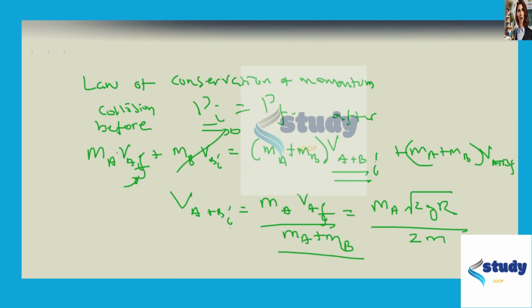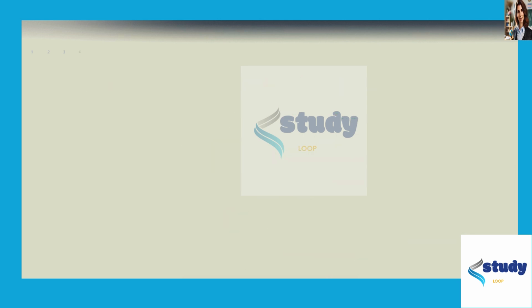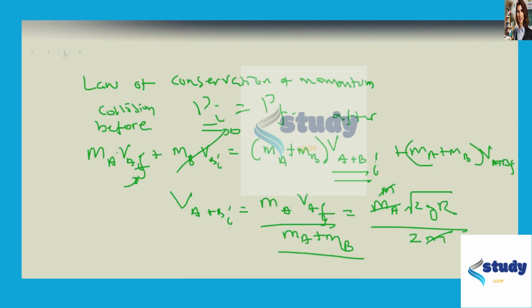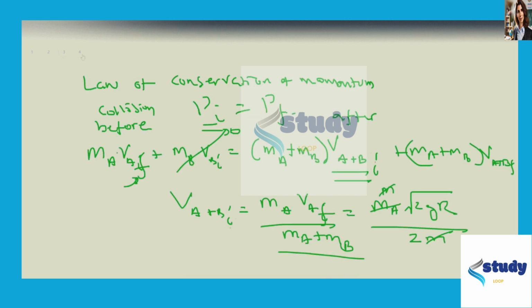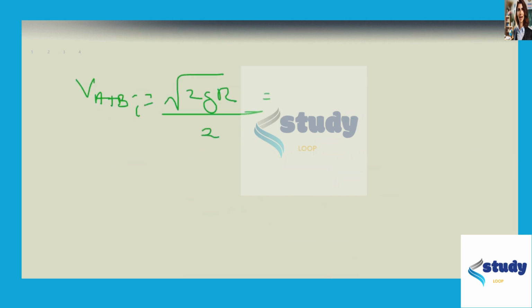This is just 2M. And also, since MA equals M, we can replace that with M, and these two are going to cancel out. And so we're left with, in the next page, VA plus B initial equals, going back, radical 2GR all over 2, which is the same as 4 radical GR all over 2, which becomes 2.